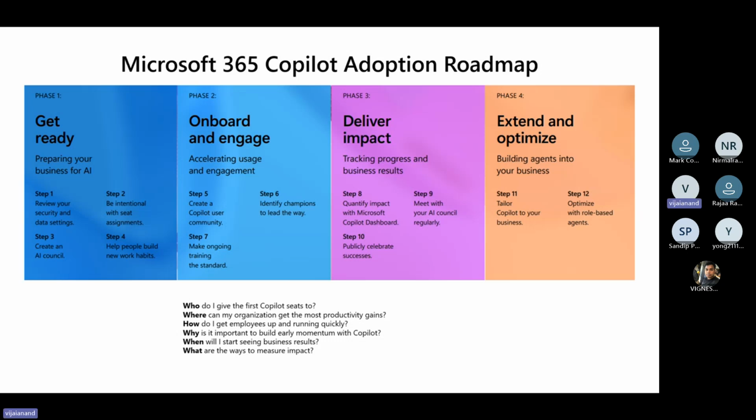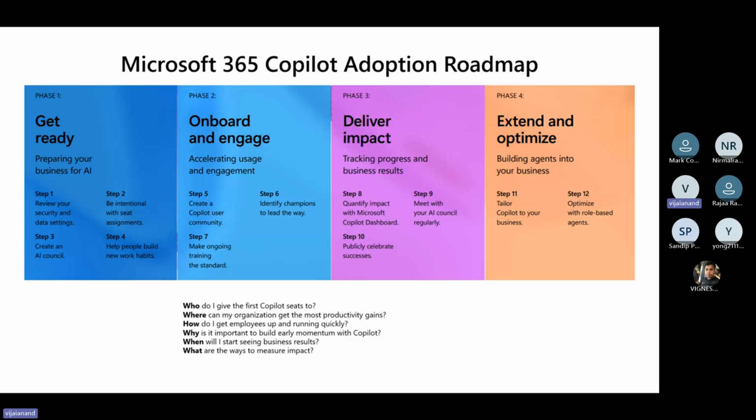And if you see the adoption roadmap, it consists of different phases, up to four phases: get ready, onboard and engage, deliver impact, and extend and optimize. So these are the four different phases as part of the adoption roadmap. We are not going to deep dive into each and everything, but we'll have an overview of the different steps as part of each phase. I'll also show you where you can access this playbook, which will have more details about each and every step, and also the tools that are available for that.